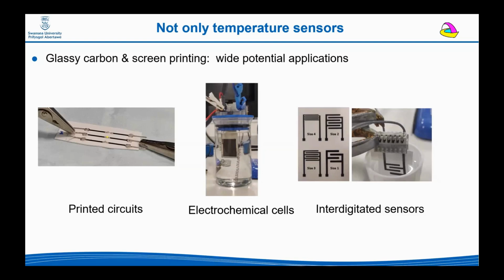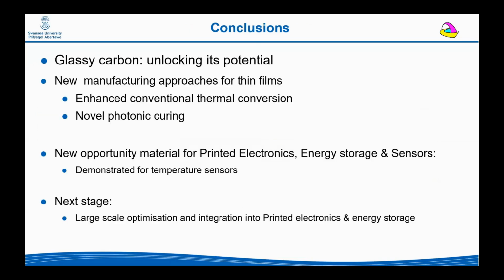So what I want to finish with here, in fact, the time is running, 12 minutes. Glassy carbon was the key point of this presentation. We are working essentially to try to unlock the potential of glassy carbon. I presented briefly 2 manufacturing approaches: thermal convection, enhanced for thin films, and a novel photonic curing. There is new opportunity for glassy carbon as an interesting material for printed electronics. I showcased an example of temperature sensors. Next scale, what is it? Large scale. Working with industry to make large scale optimizations.